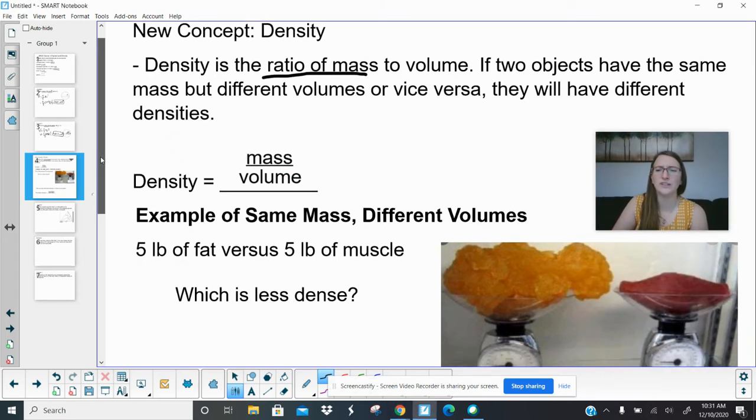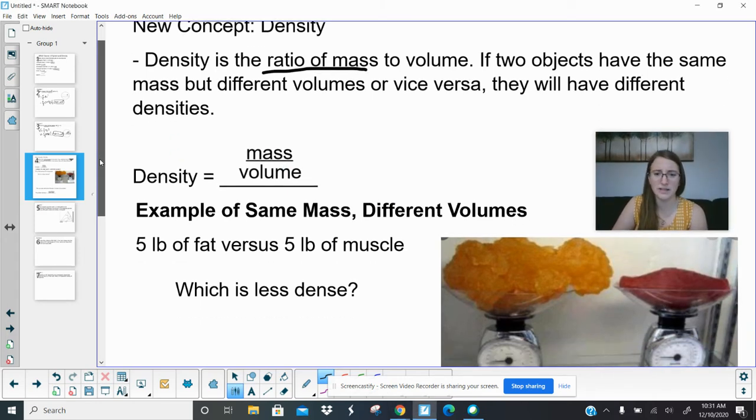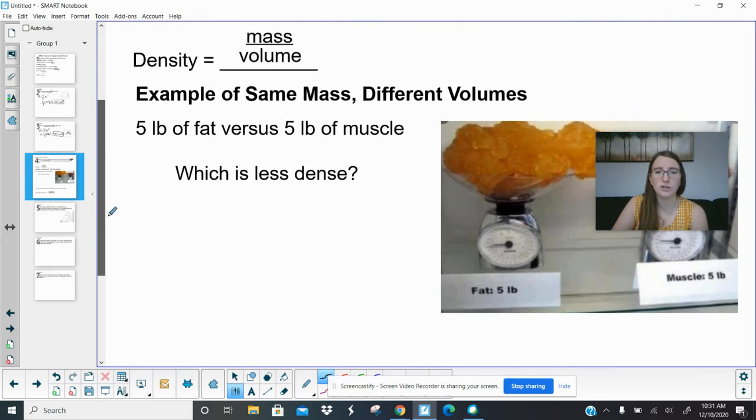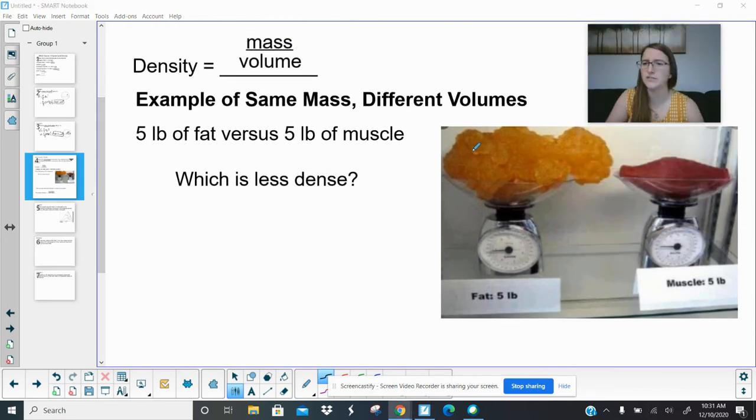So here's an example, if you're like, I don't quite understand what density means. You may have learned this before in health class or you've seen things about it. Fat compared to muscle can have the same weight. Notice they both weigh 5 pounds. They're using the same scale, but the volume is different, right? This takes up more volume, and this is less volume.